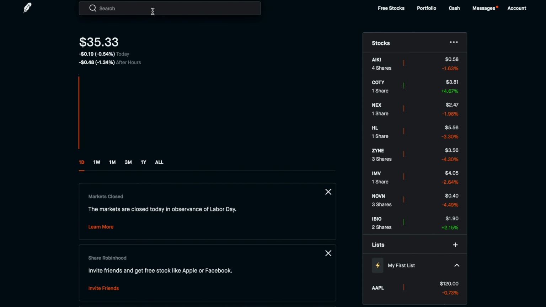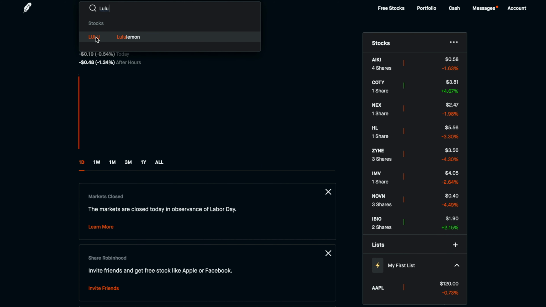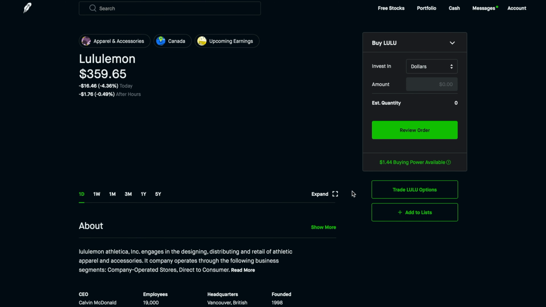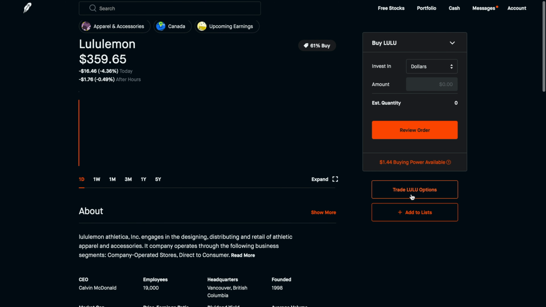Right. Okay, so pick a stock that you want to trade an option for. I guess Lulu. Okay, cool. So we search up Lulu and we click, right? And there's going to be a button that pops up that says trade Lulu options. You did not have this before you allowed options trading. You only had this section to invest in the actual stock. But now we have the option.